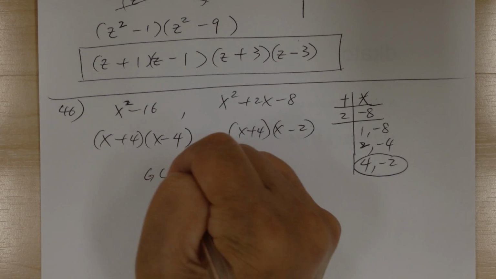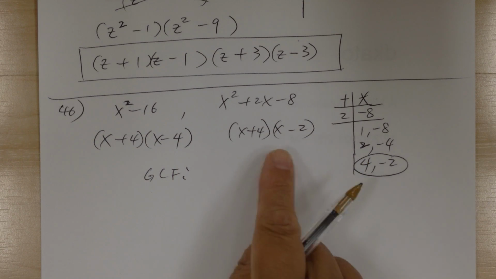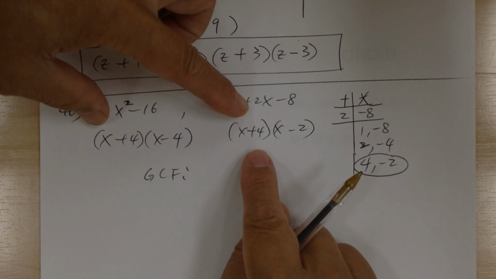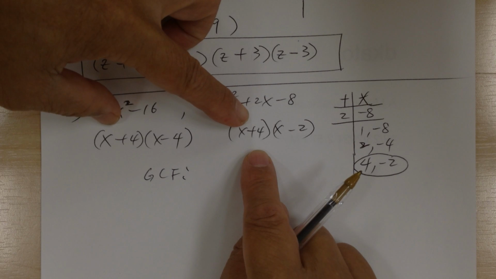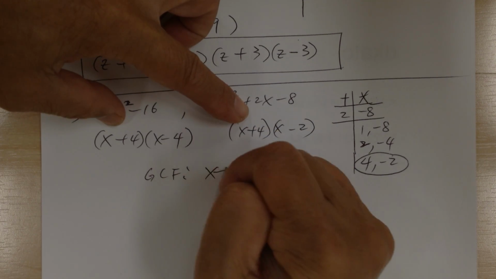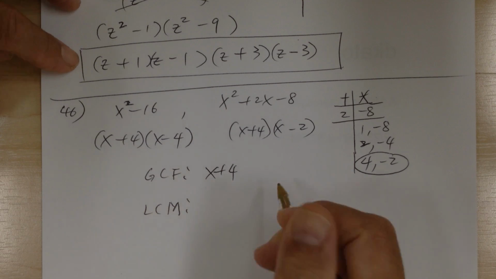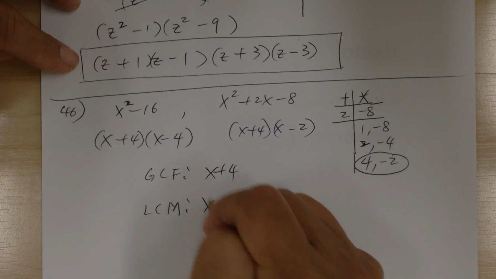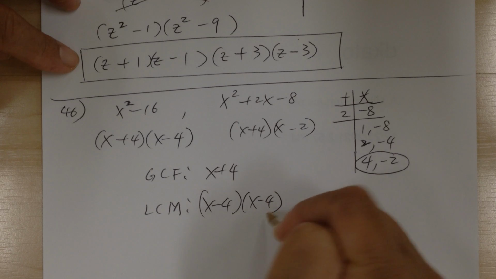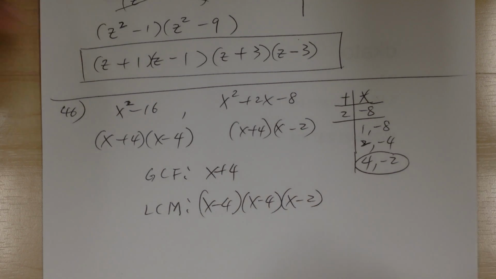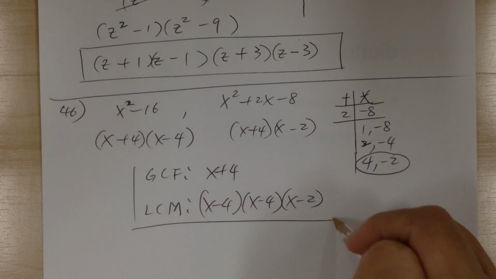Now you can find the GCF. GCF is whatever they have in common. So this is a common factor, so it'd be x plus 4. Then LCM, you have to include all of them. So you need to have the x plus 4, x minus 4, and x minus 2. And that's it.